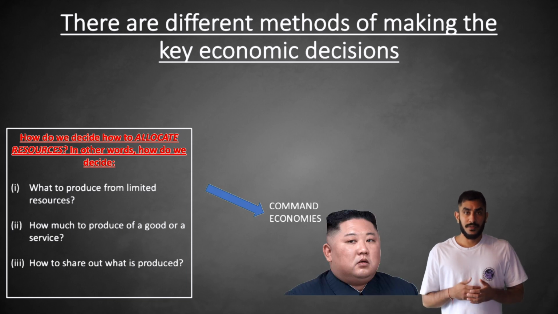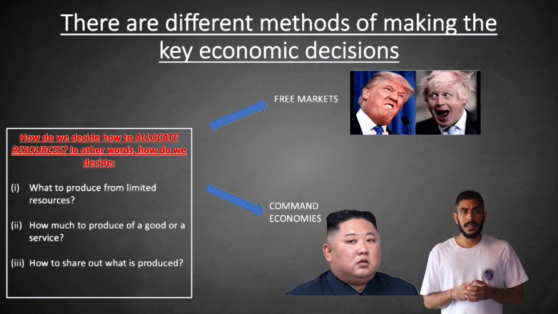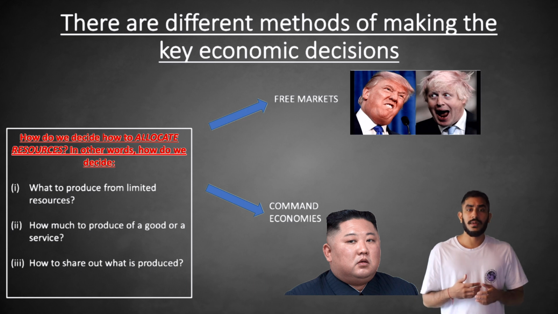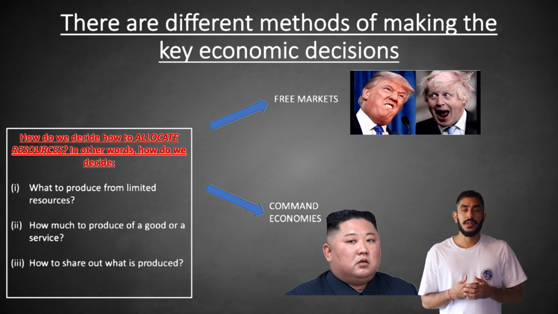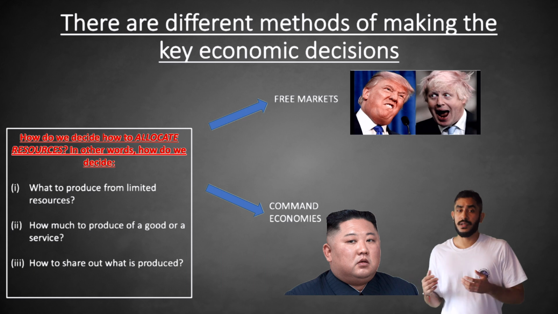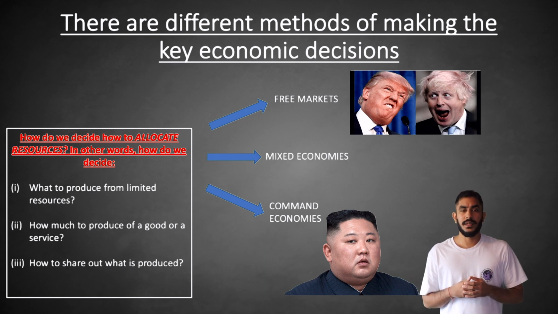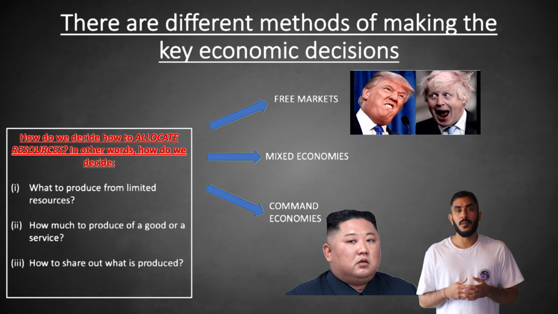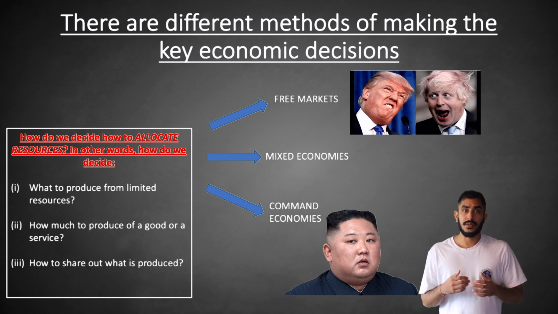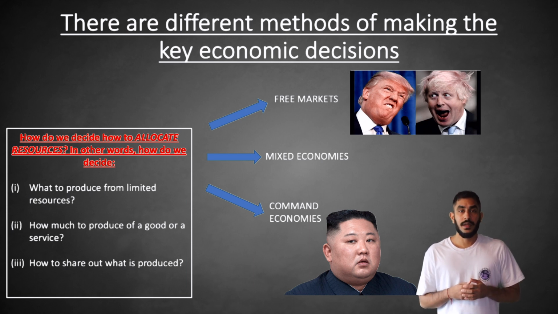In command economies, for example in North Korea, the central government will decide the answers to these questions. In free market economies, producers and consumers come together in a market in order to determine the price of a good or service, which will act as a signal of what should be produced and also how to share out production. Then you have mixed economies where both free markets and the government work together to allocate resources. Whether a nation chooses to use one system or another is a matter of politics.